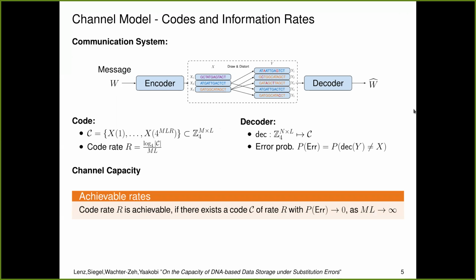This brings us to a definition of channel capacity. As usual, a rate is achievable if there exists a code of rate R such that the error probability vanishes as the channel dimensions tend to infinity. And the capacity of such a system is the supremum of achievable rates, and therefore marks the limit up to which we can transmit reliably on this communication system.